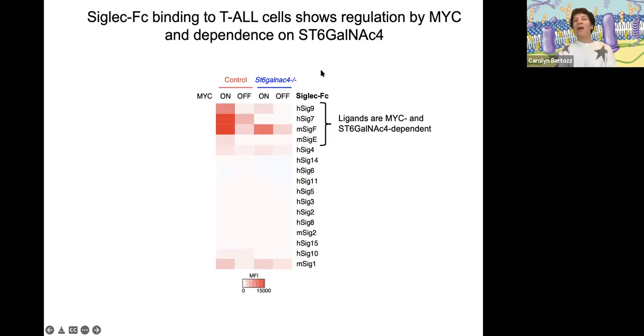And when we knocked out that sialyltransferase that is regulated by MYC, the ST6GalNAc4, we entirely lost all binding activity to human Siglec-7, and there was a reduction of binding to human Siglec-9. So the effect on Siglec-7 was so dramatic that we basically positioned this disialyl structure as a critical determinant of Siglec-7 binding, much more so than any other Siglec, and dependent on ST6GalNAc4.